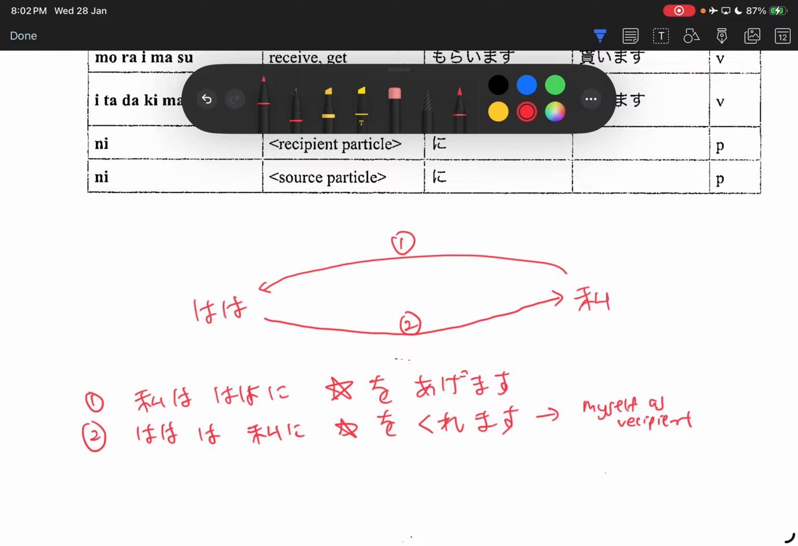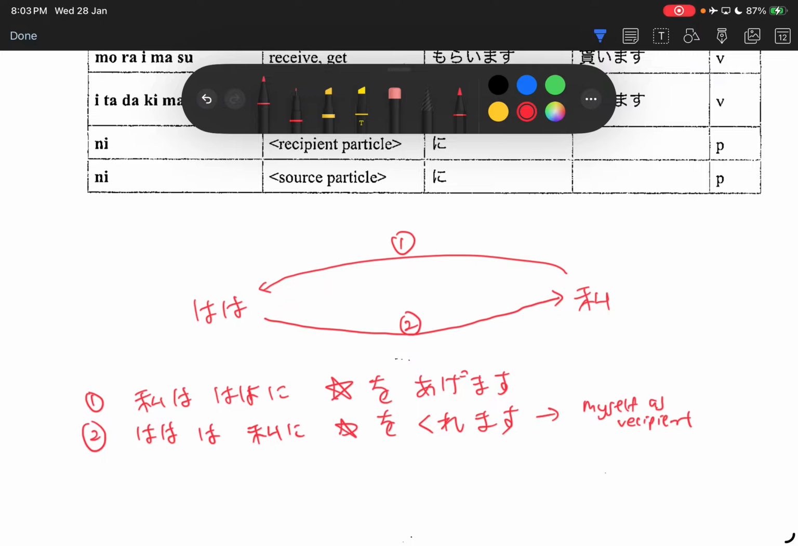I finish everything, then we talk about the honorific level. But for now, agemasu is anybody can give to anybody. Kuremasu is anybody can give to only you, or give to you only. You are the recipient. Watashi ni, to me, right?